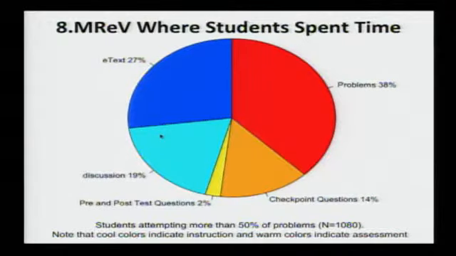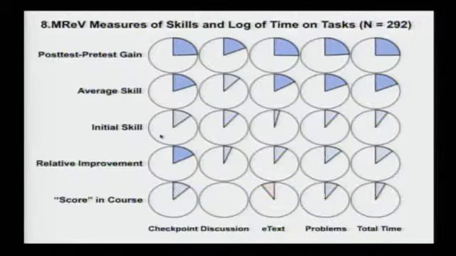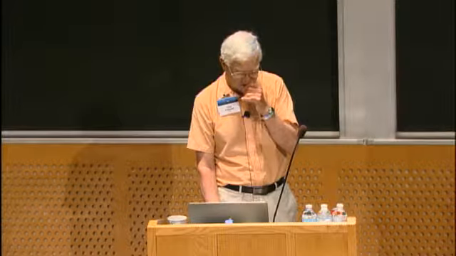Well, just remember, here's 8 MREV. There's the e-text, there's the discussion, there's the problems, there's the checkpoint questions, and that's it. Okay, so now here is the gain on the top line, the pre-post test gain. And then here are the various activities, the checkpoint questions, the discussion, the e-text, the problems, and the total amount of time. And for the pre-test, post-test gain, all of these things correlate positively with coefficients 0.2, 0.25, which means that we're explaining something like 6% of the variance, which is not very good.